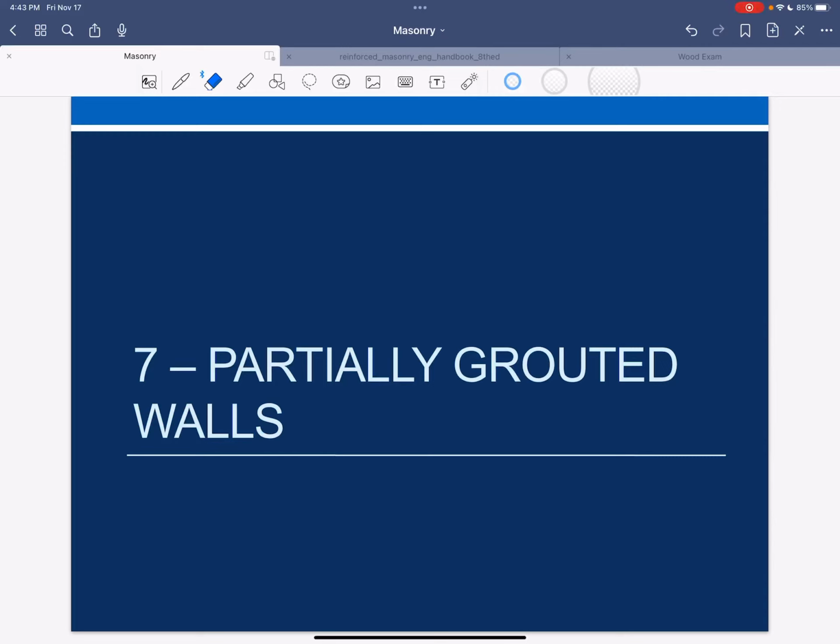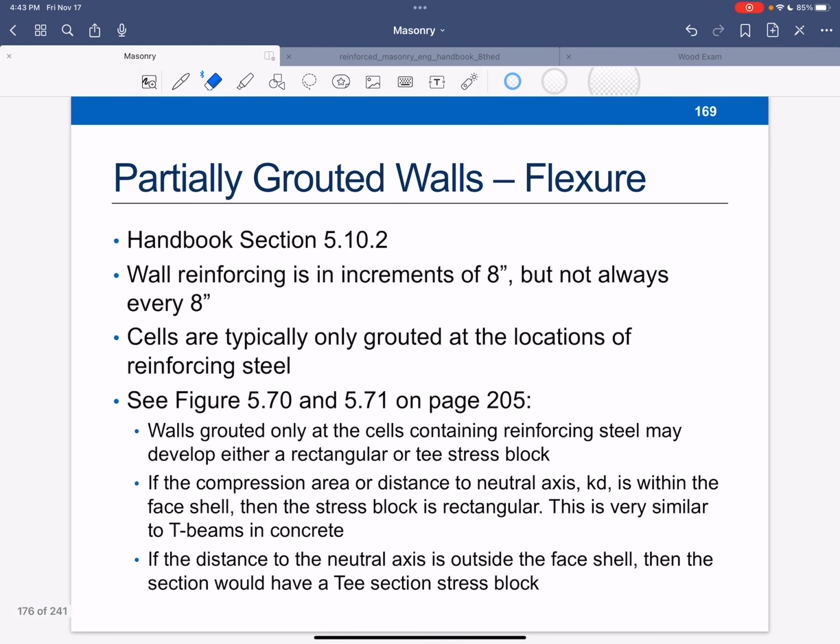All right, so we're going to talk about partially grouted walls, and this is a more typical case. If I'm not going to put a bar in each of the cavities of the wall, then I will usually only grout the ones with bars in it. You don't have to, but that's a little more typical, especially in this area. So, partially grouted walls are handled in our handbook in section 5.10.2.